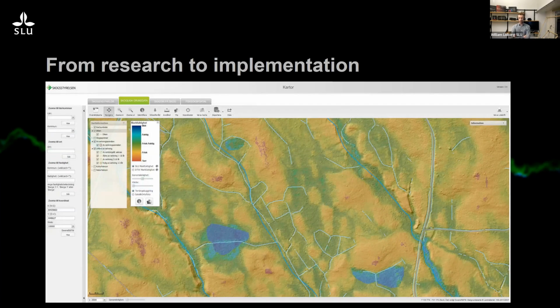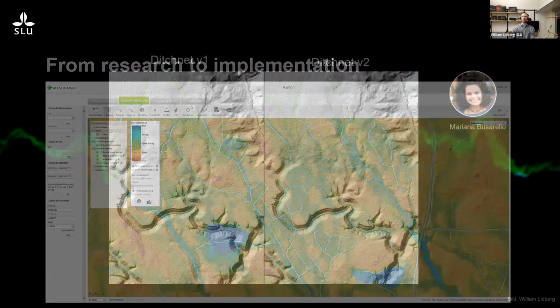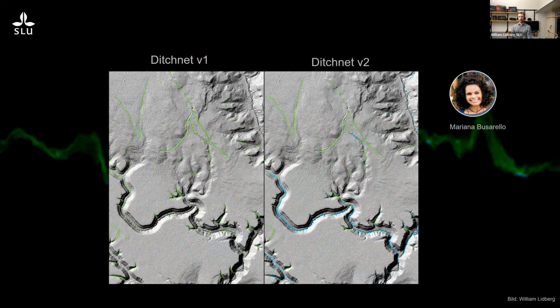So both the soil moisture map and these detected ditches are implemented for all of Sweden, and we handed them over to the Swedish Forest Agency as open data. So all the forest companies and everyone who wants to use them can now download them and use them as they wish. And we also recently hired a PhD student to work on what we call DitchNet version 2. And now we have digitized the natural stream channels as well. And she's working on trying to map them separately. So can we get a model that can detect both natural channels and ditches, and can we separate them?